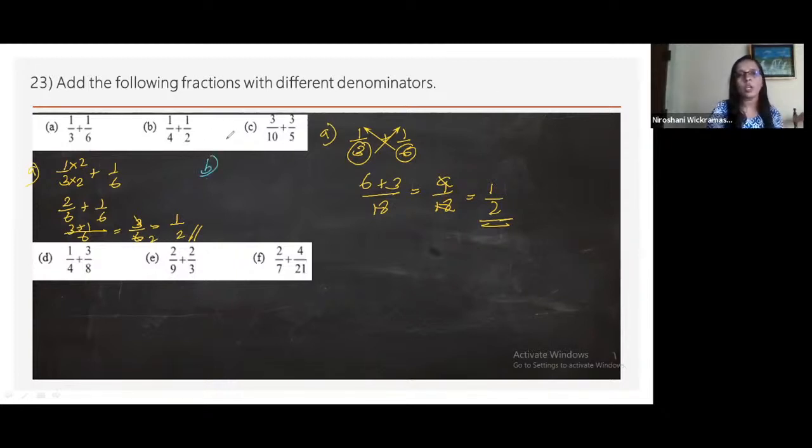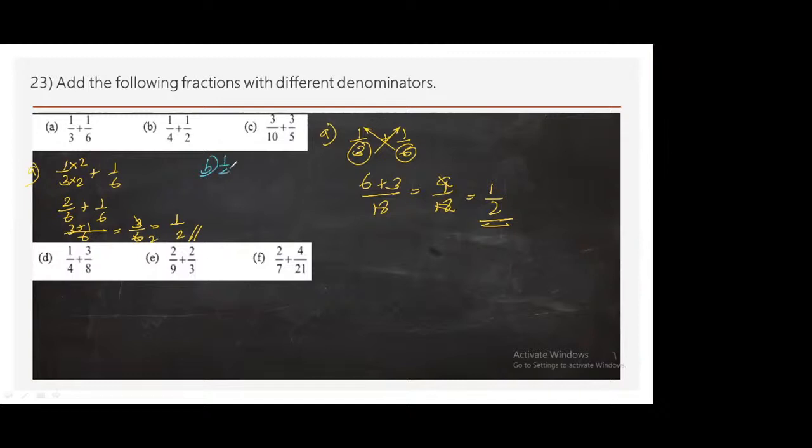B1 also, here you have 1/4 plus half. So we can make these two denominators equal. This is by 2, then this is by 2. 1/4 plus 2/4. Now the denominators are the same, you can add. For 1 plus 2, the answer is 3/4.